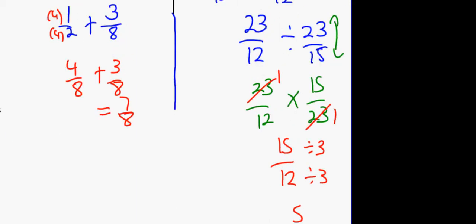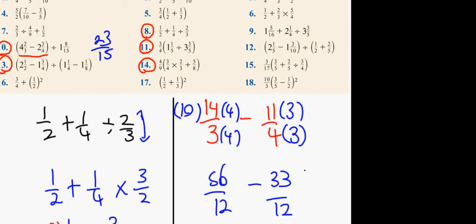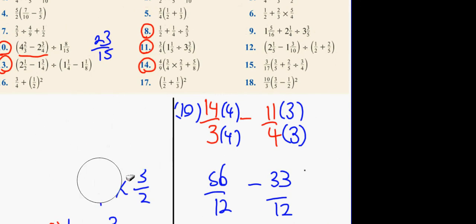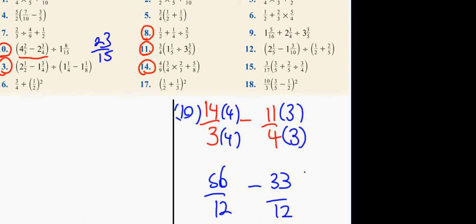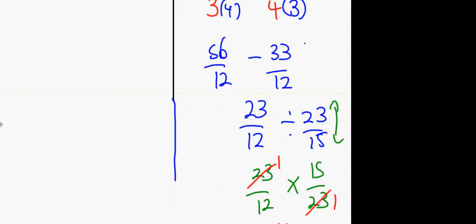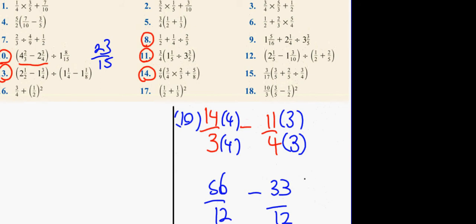Now, the next one we have to do is number 11. Okay, number 11, guys. For number 11, we have 3/4 multiplied by 1 and 1/5 divided by 3 and 3/5. Orson, what comes first? The brackets. The brackets, okay.